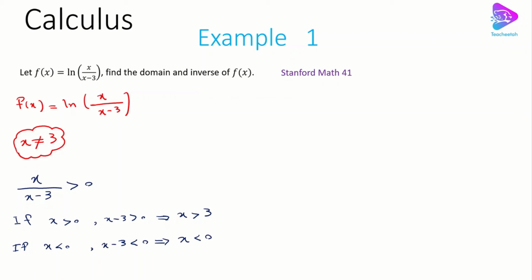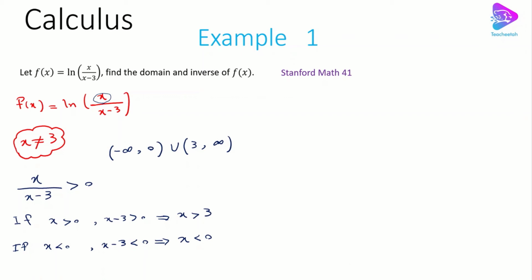Now we have the domain for both cases, and it's time to combine them. From the combination of these two, the domain is going to be from minus infinity to 0, and 0 is not inside it, because if we plug in 0 here, this ln is going to be undefined. The second part is 3 to infinity, and again 3 is not inside. If we put it inside, it's going to be undefined. Okay, this is the domain of this function.